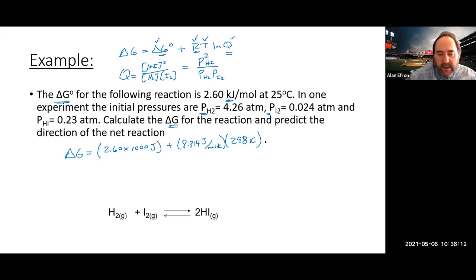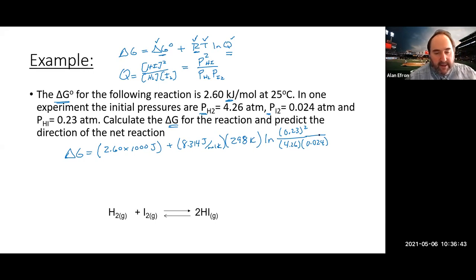The natural log of our Q. So the partial pressure of HI in this case is 0.23, and we want to make sure that we do square it. We're going to then divide it by our H2 pressure, which is 4.26, and our I2, which is 0.024. Any questions on that setup there?